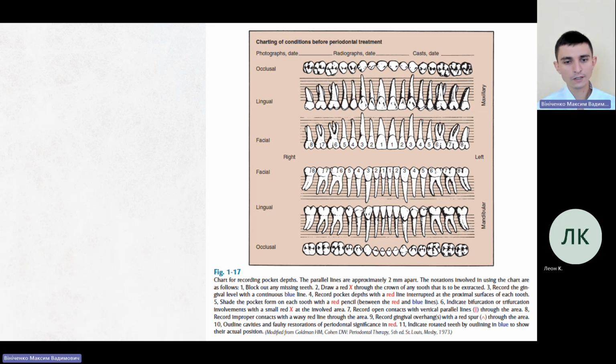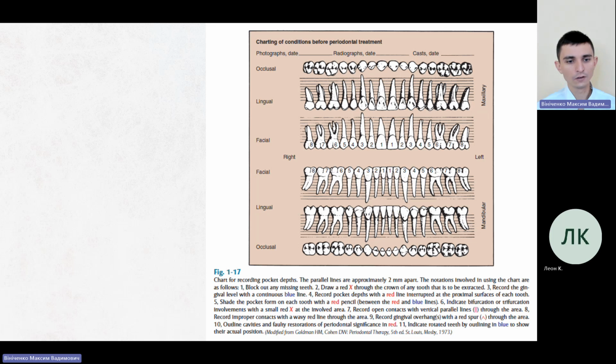Record open contacts with vertical parallel lines through the area. Record improper contacts with a wavy red line through the area. Record gingival with a red spur through the area.